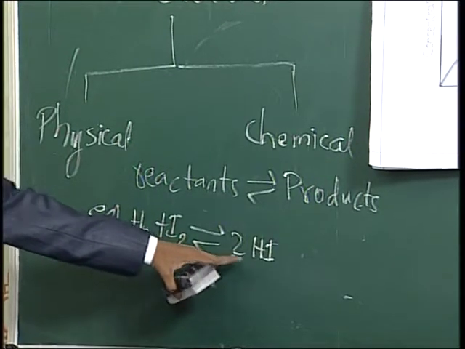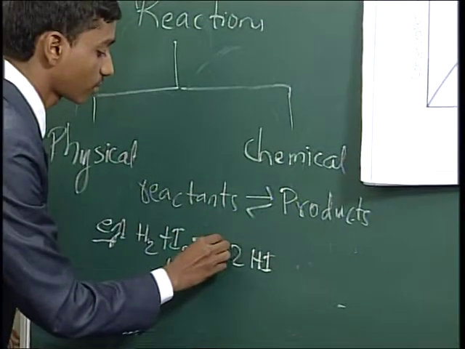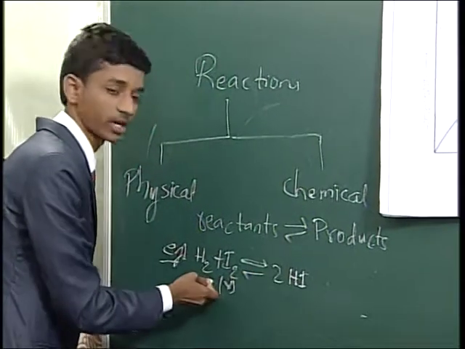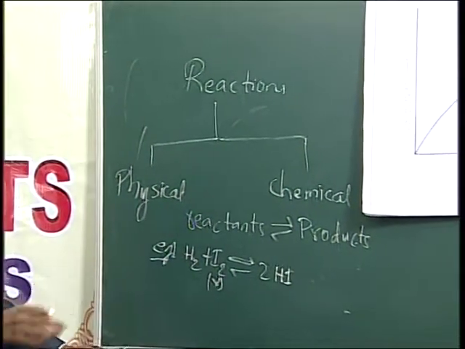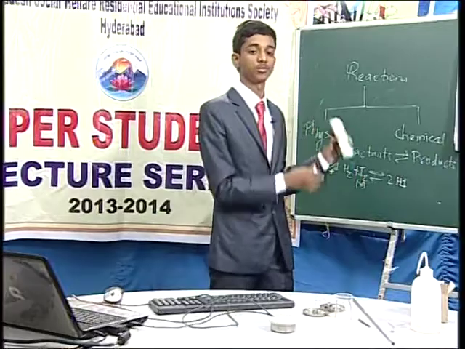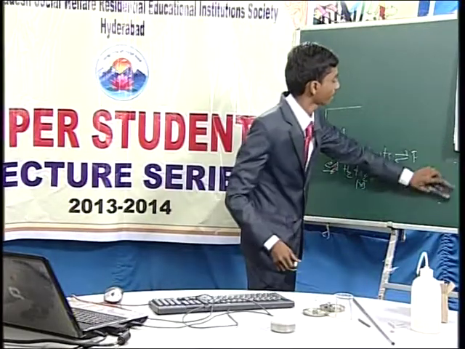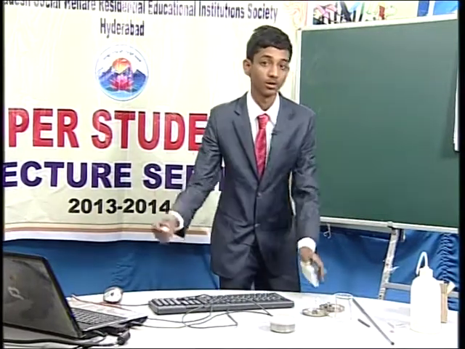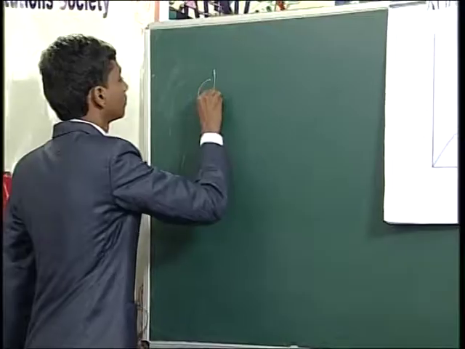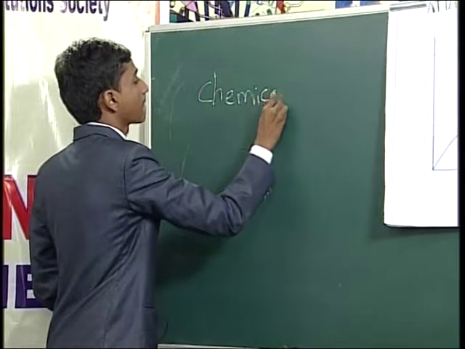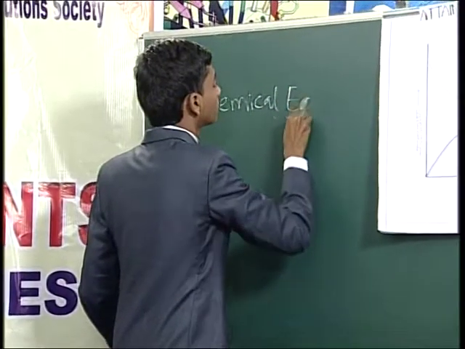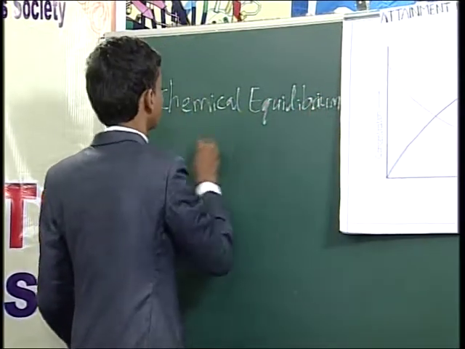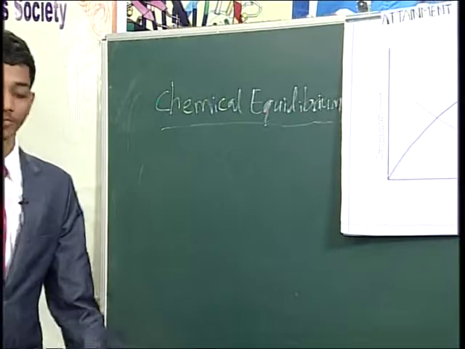Why does it attain a constant value? Because the number of molecules transferring from reactants to products is equal to the number of molecules returning from products to reactants. And here comes the equilibrium. Today we are going to discuss this equilibrium. Chemical equilibrium.